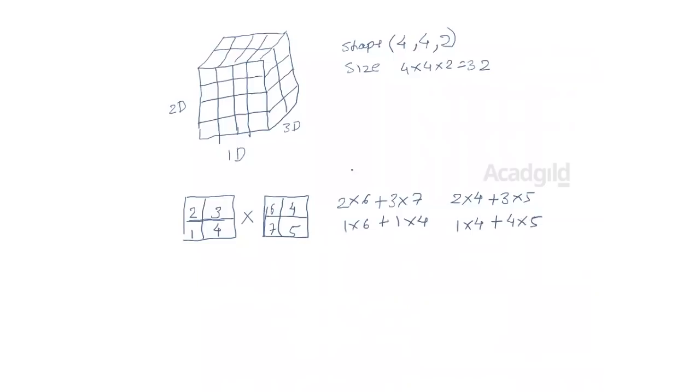Okay, so now the new matrix will be basically 12 plus 21, 33. So this is 12 plus 21, 33. This is 8 plus 35, 43. So this is 6 and 4, 10. And this is 4 and 20, 24. Okay, this will be your new matrix after the matrix multiplication.